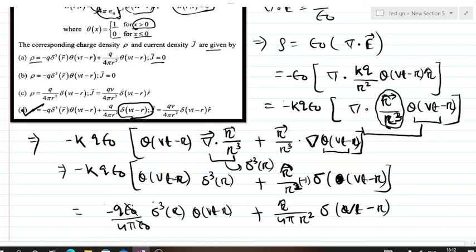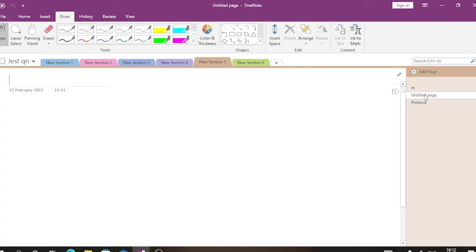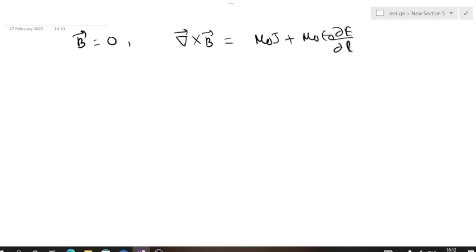Let's go to the next slide. As you know, the B vector is equal to 0 given in the question, and by the fourth condition of Maxwell, del cross B is equal to mu naught J plus mu naught epsilon naught del E by del t, and this vanishes, so we have to find J. So J will be minus epsilon naught del E by del t.